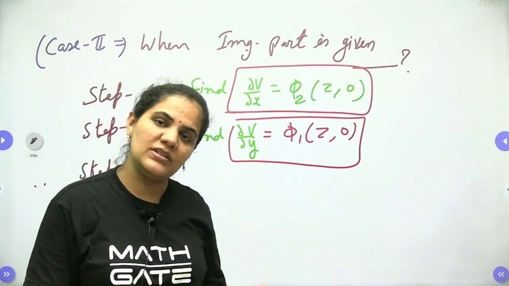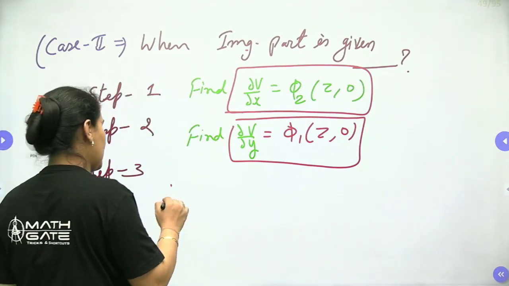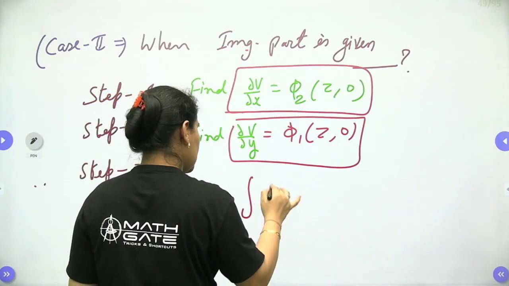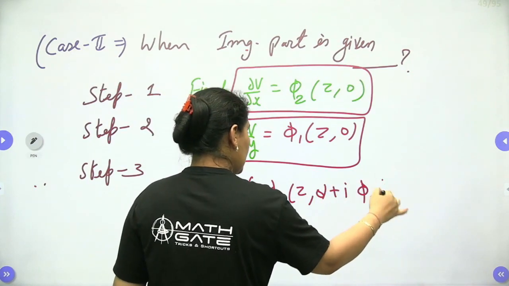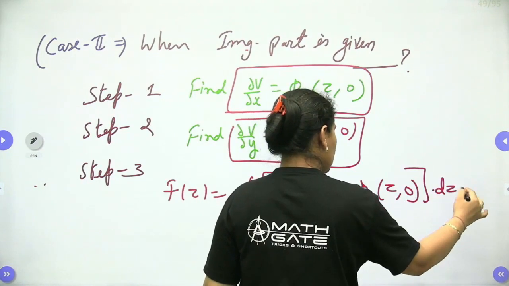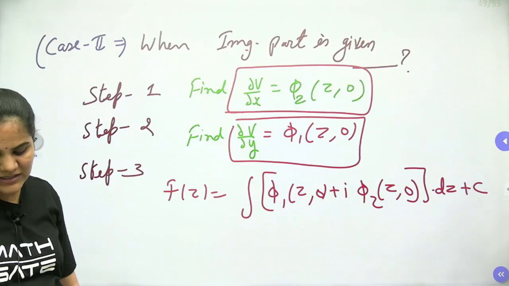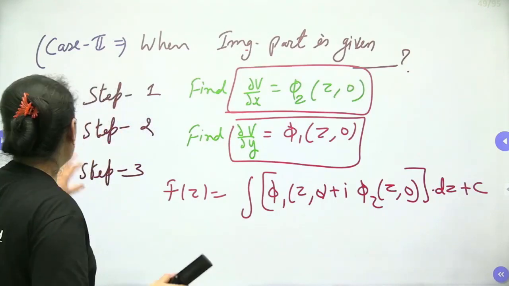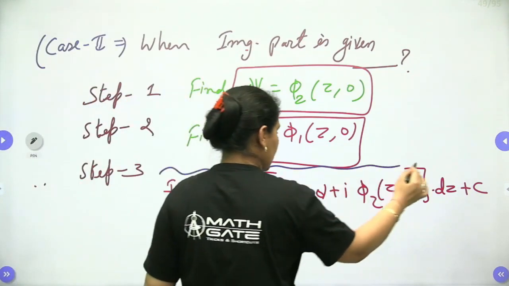The (z, 0) is the same thing: in place of x we will put z, in place of y we will put 0 only. So from here we will get step number 3, which will be the function. The function will be the same, phi 1 (z, 0) plus iota phi 2 (z, 0), and we have to integrate this with respect to z. So when we integrate, it will be the integral of phi 1 (z, 0) plus iota phi 2 (z, 0) dz plus c. Clear, guys? So these 3 steps you have to follow in any question whenever you have to construct the function.